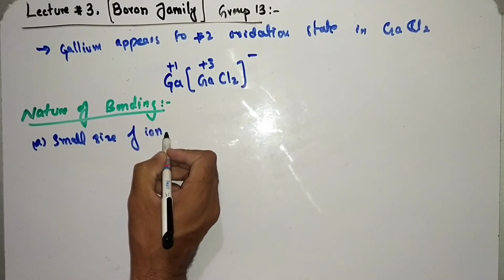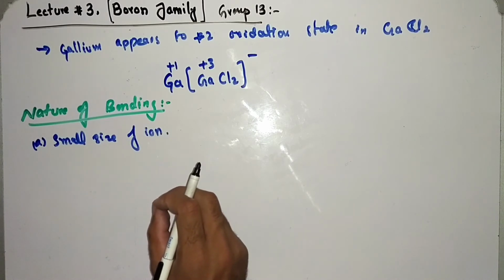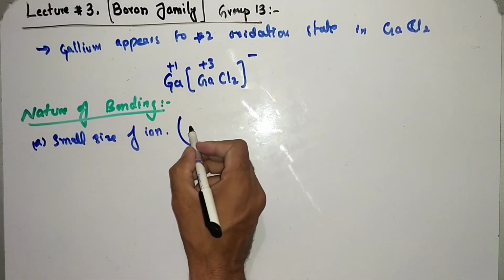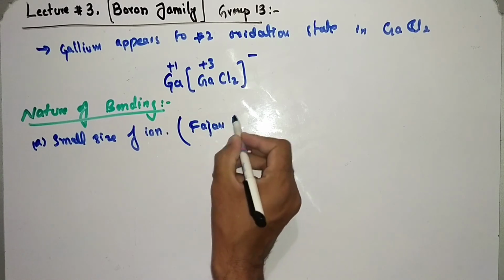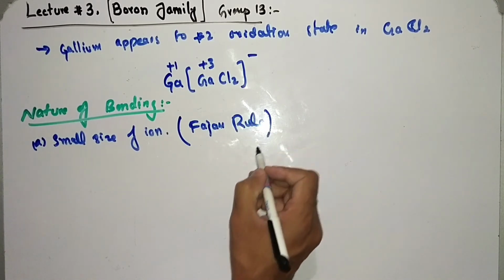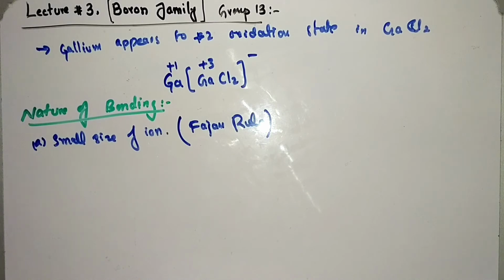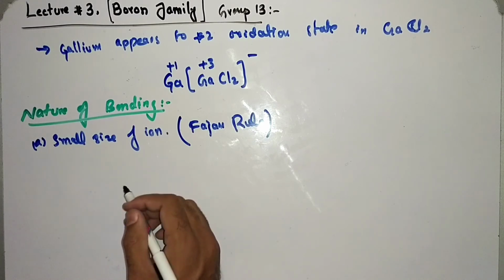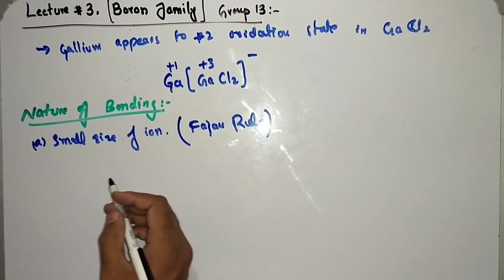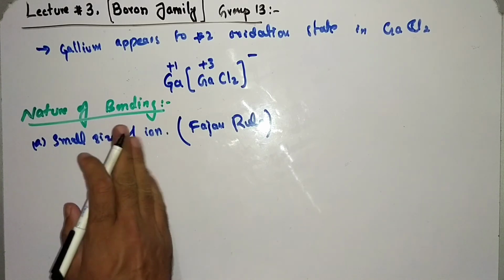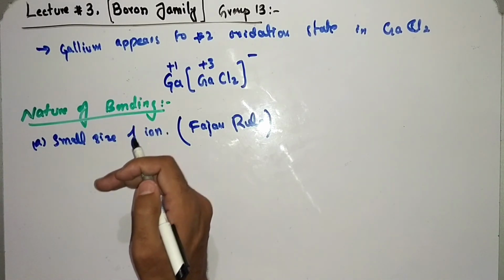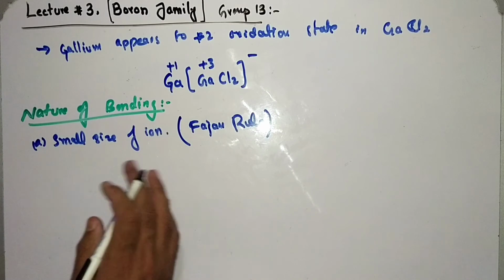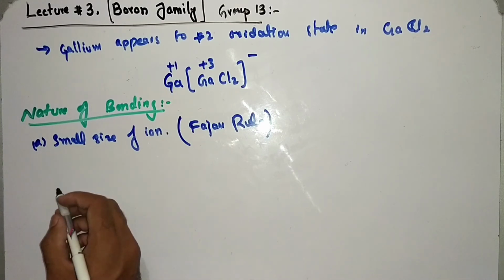According to Fajan's rule, small size is responsible for polarization. I will also be making one video on Fajan's rule. So according to Fajan's rule, a small size of ion is responsible for high polarization. This is the first point, which is also a property of the boron family. In the boron family, all the ions have small sizes, so according to Fajan's rule, they are all responsible for polarization.